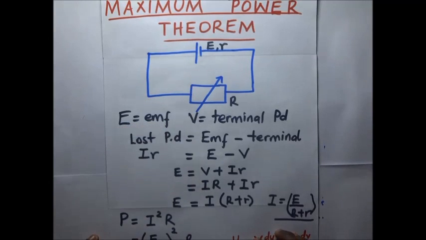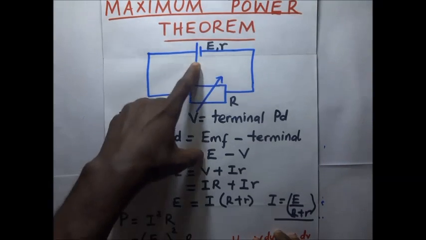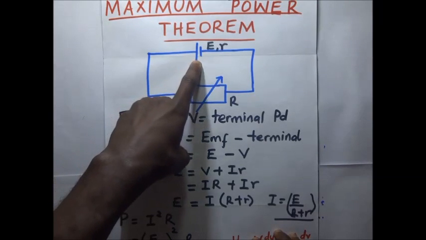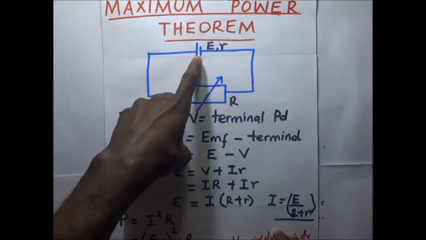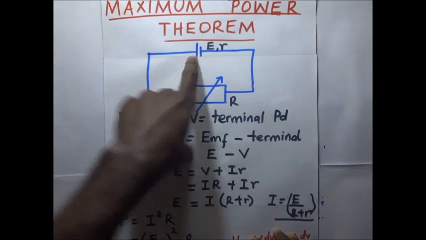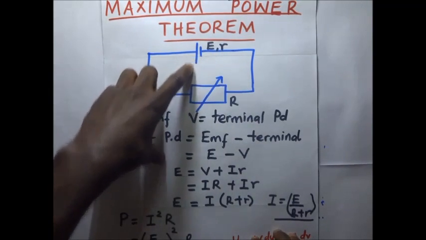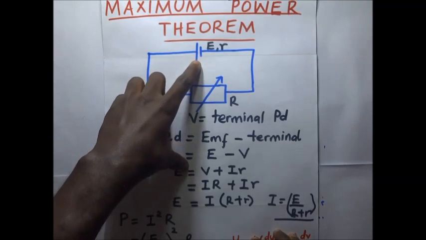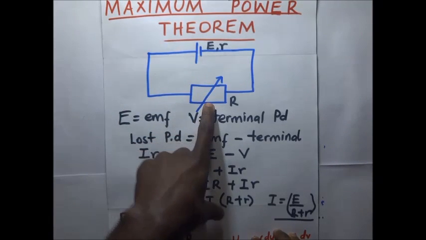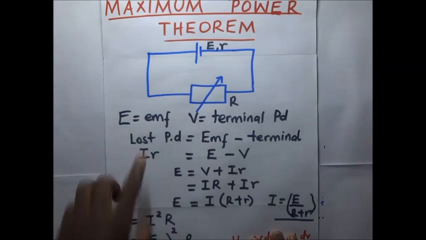Right here we have a circuit diagram. We have an EMF from this source, and this source has got an internal resistance r, which you can also call the source resistance. This circuit has got a resistor R that is connected to it.